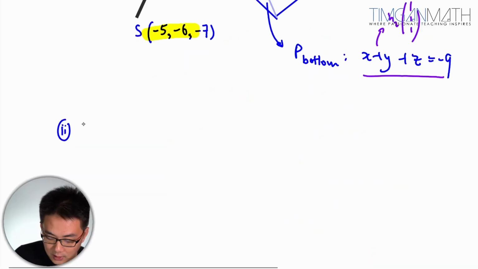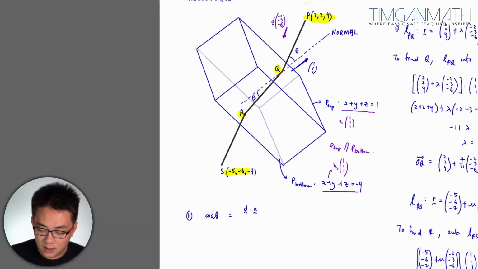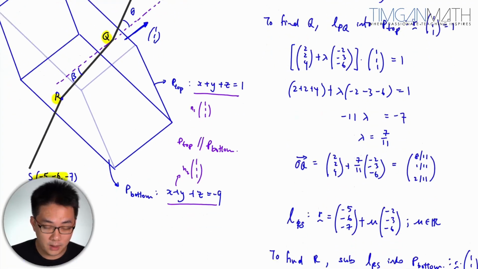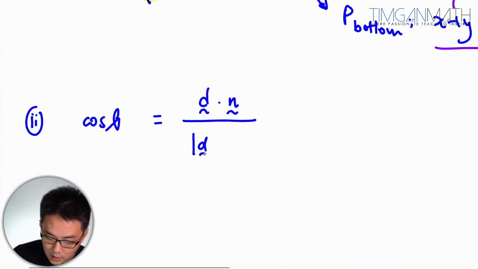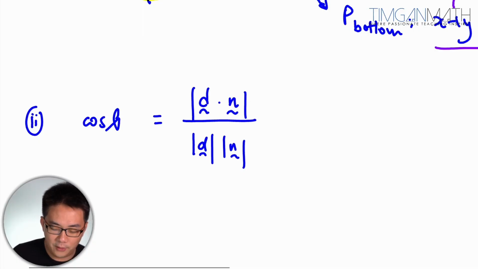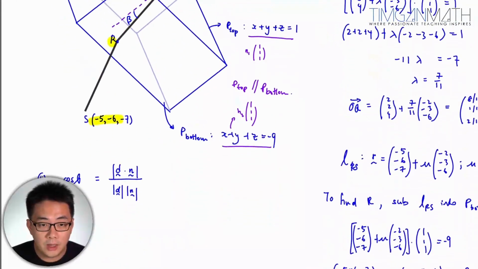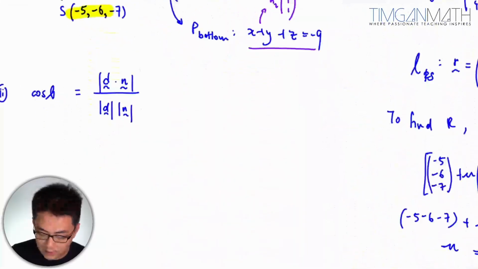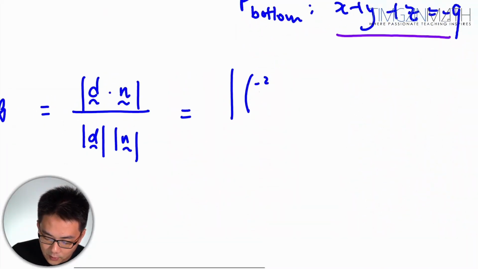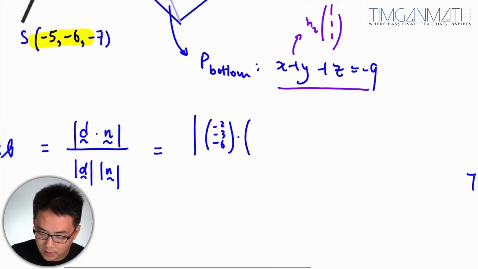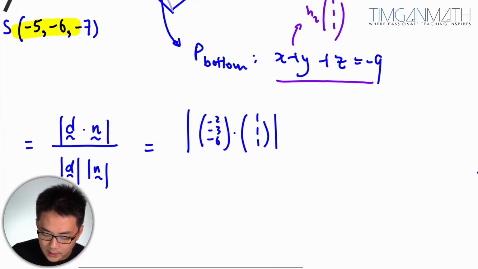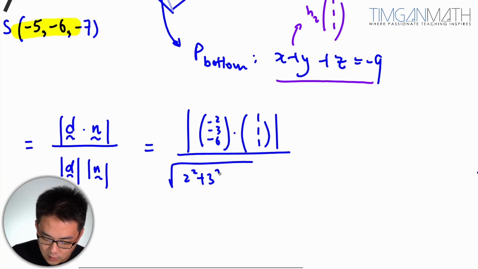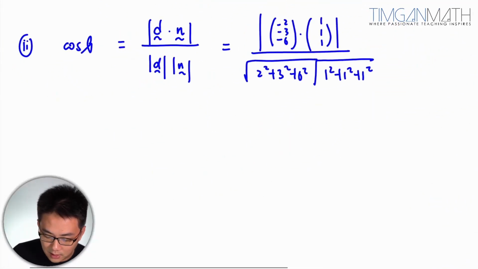What I need to do is that cosine theta would just be d dot n over mod d mod n, and because they're acute, I'm just going to take the modulus. So take the direction of the line, which is -2, -3, -6, dot with the normal of the plane, which is 1, 1, 1. And this will be the square root of 2 squared plus 3 squared plus 6 squared, over 1 squared plus 1 squared plus 1 squared. I think there's nothing really fancy here.